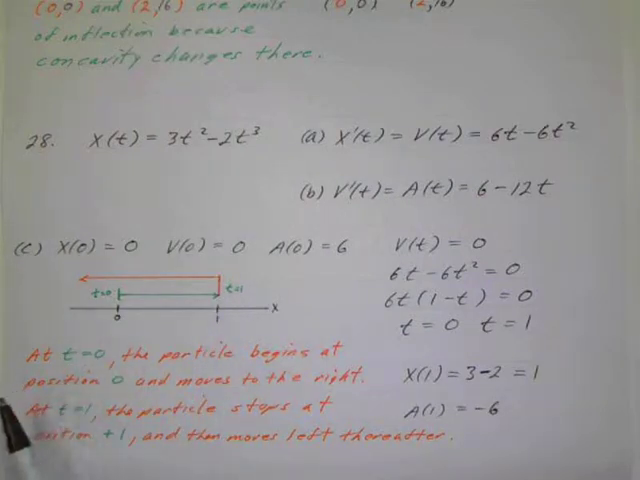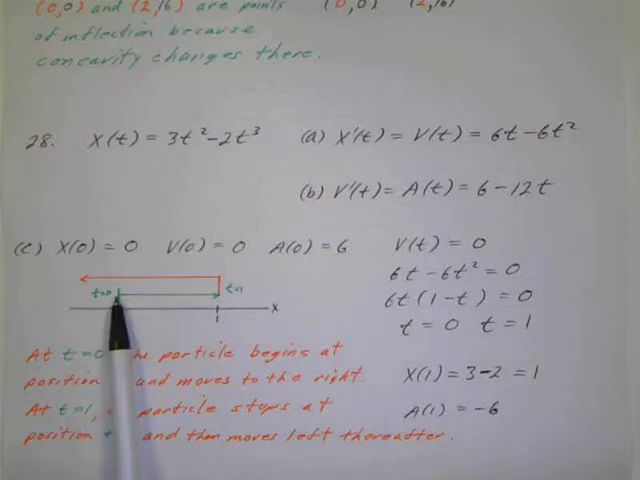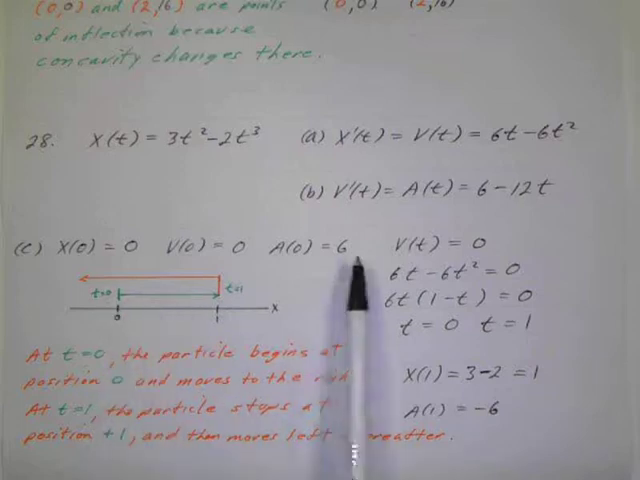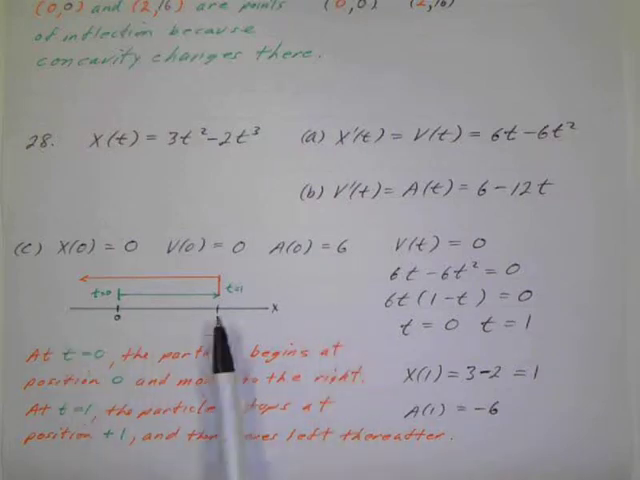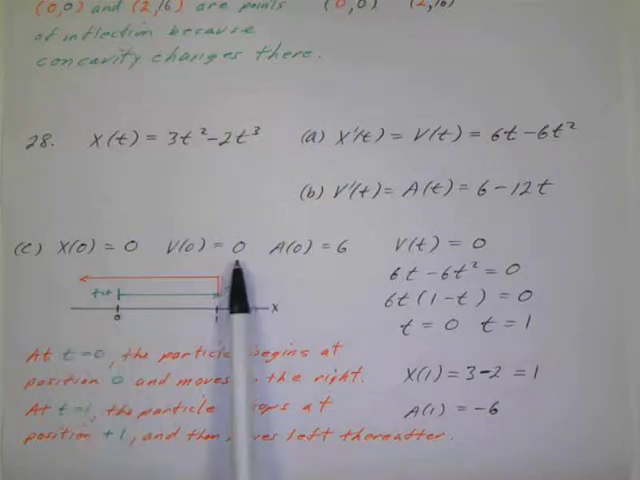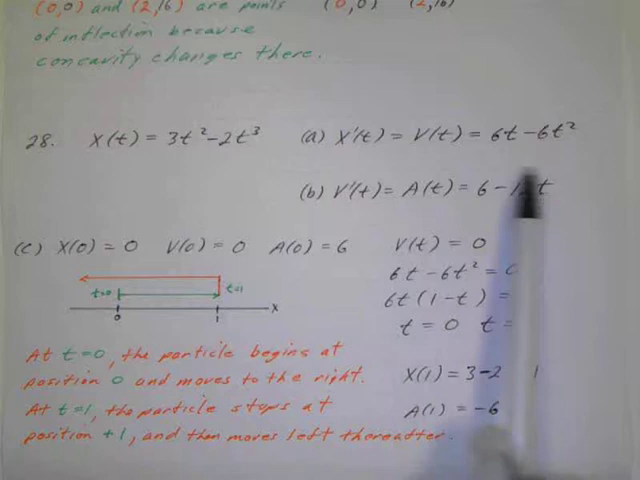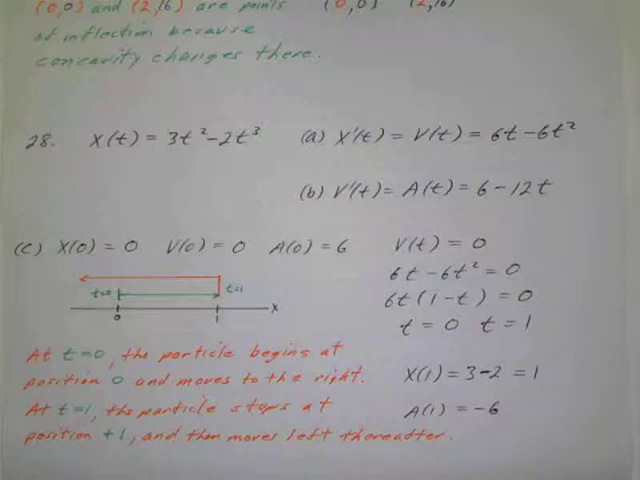To summarize, at t equals 0, the particle begins at position 0. That's my initial time and position, and it moves to the right because of this acceleration factor. At t equals 1, the particle stops at position 1, and then moves left thereafter. So again, you have to look at your initial position, initial velocity, and your acceleration, and the acceleration was the thing that determined what was going on. That was all of your motion. Okay, so I hope that makes sense.